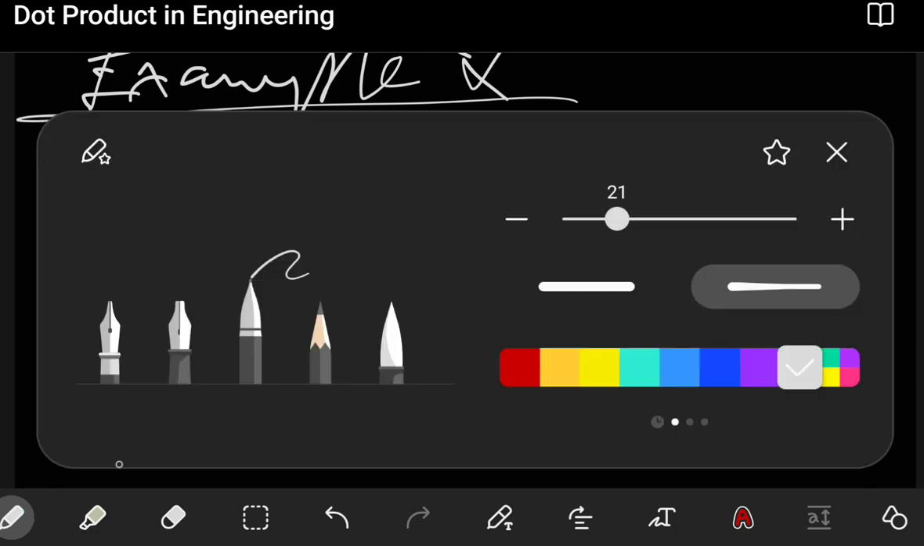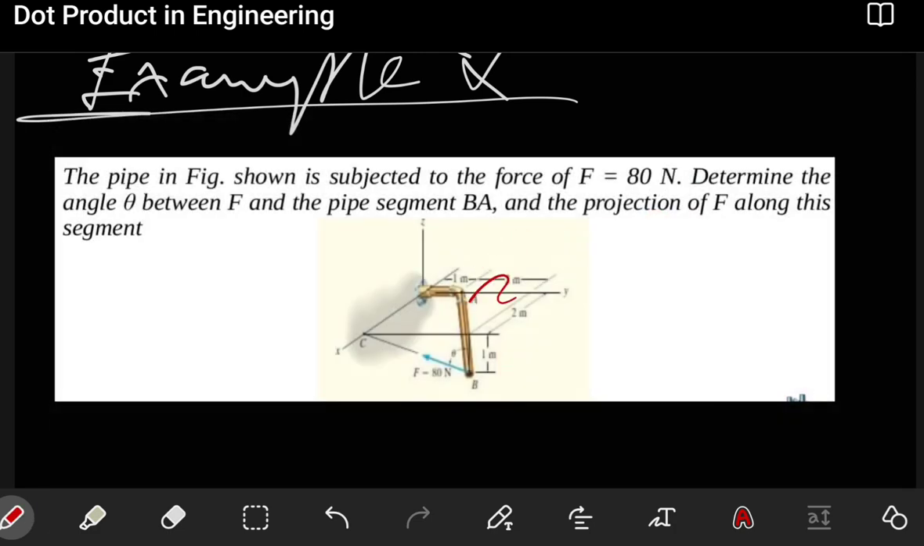So our pipe segment BA, let's see where it is. BA is from here to here. So they want the angle between BA and the force F. So the force F is this. So the angle they want us to find is this one here, and they've labeled it as theta for us. So that's the first thing that they want us to do. And in the second part, they want us to find the projection of F along this line segment. So we'll get back to that. For now, let's find the angle between BA and the force F.